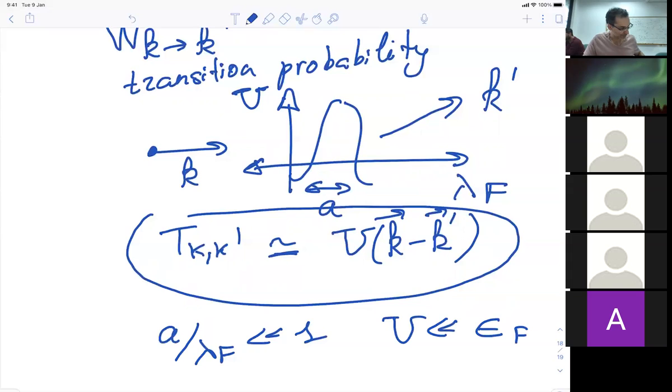Are we on the same page? Or do I need to remind you? I try to remind it by myself and see if I understand.